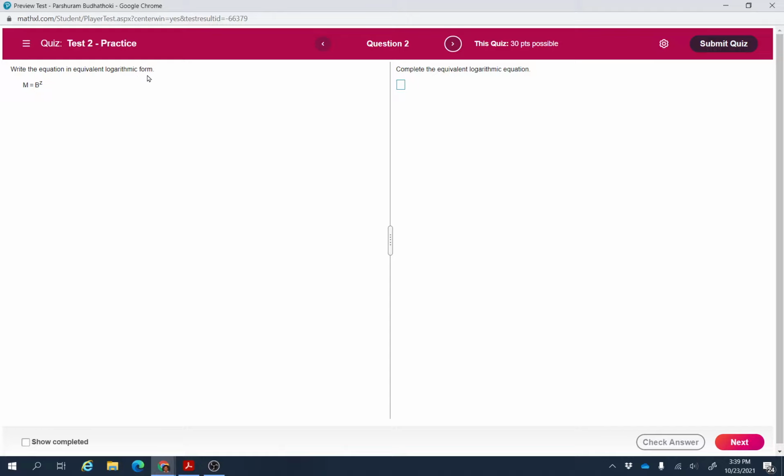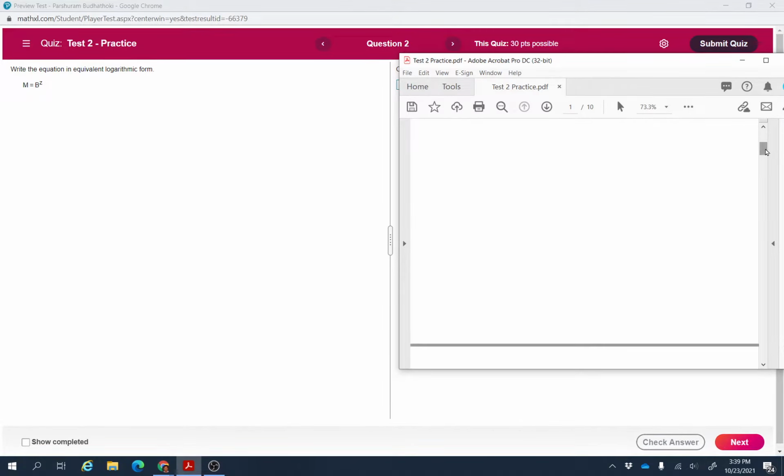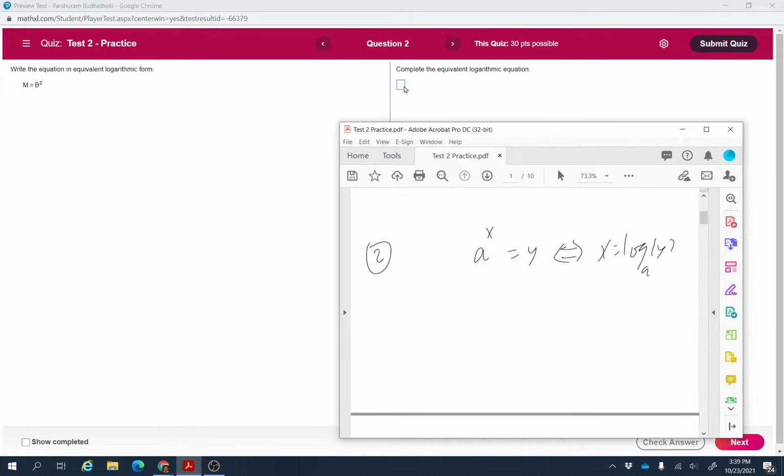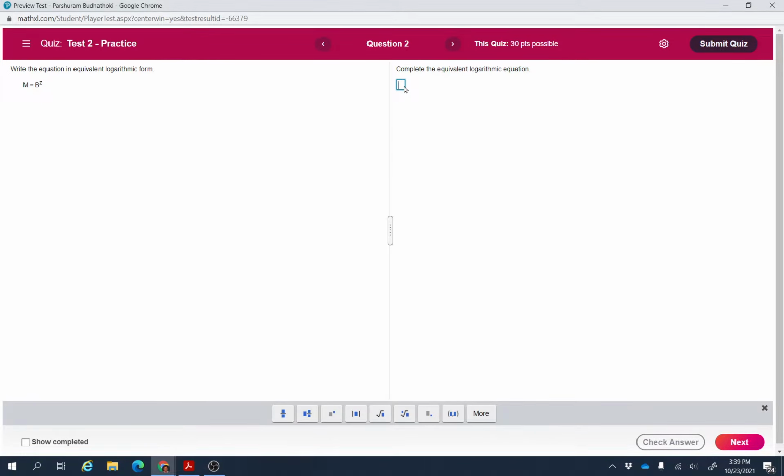Write the equation in equivalent logarithmic form. So if you have a to the power x equal y, it is equivalent to x equal log base a of y. So you can always go from exponential form to logarithmic form. Here the base is b, and the exponent is z, so the equivalent form would be z equal log base b of F.